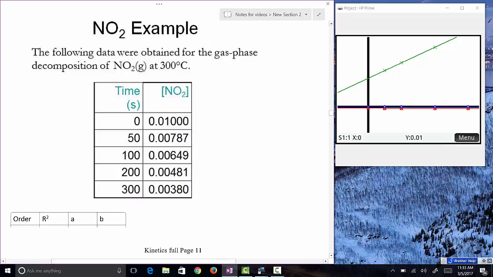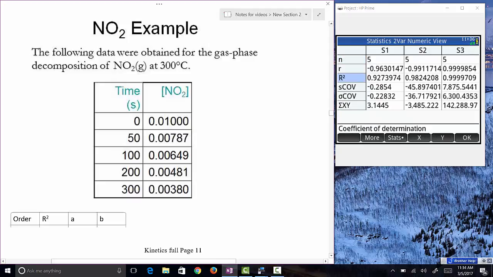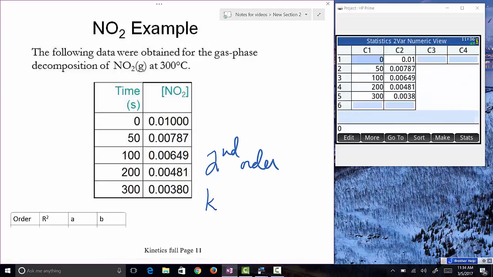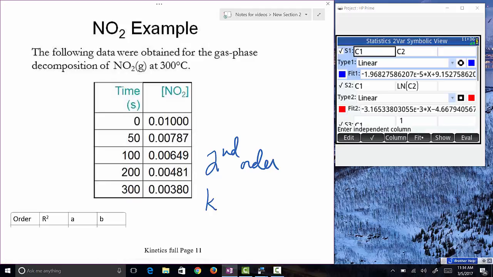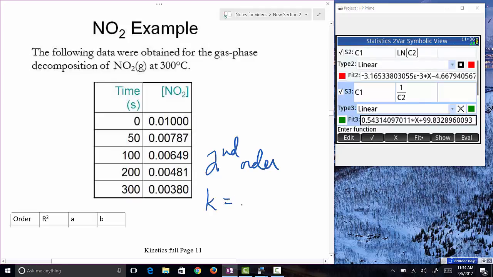So now we're going to go back to our number view, and again in the lower right corner there says stats, and we're going to go to our R squared and compare the R squared. The one closest to 1 is S3, which was our second order. So this one is second order. And if I go back to my symbolic view and my second order plot, I'm going to go down to S3, and there's my equation. So my k is the slope, 0.5431, and it's second order, so it's 1 over molarity seconds. That's my units for my k.